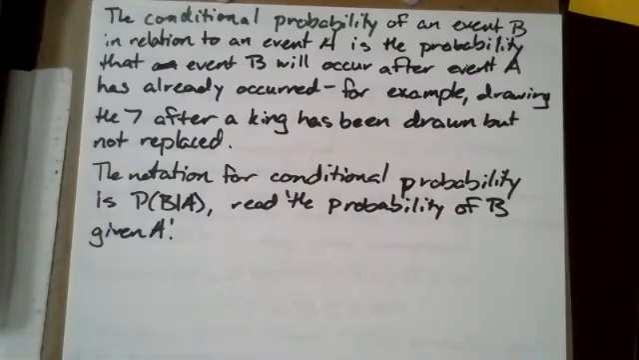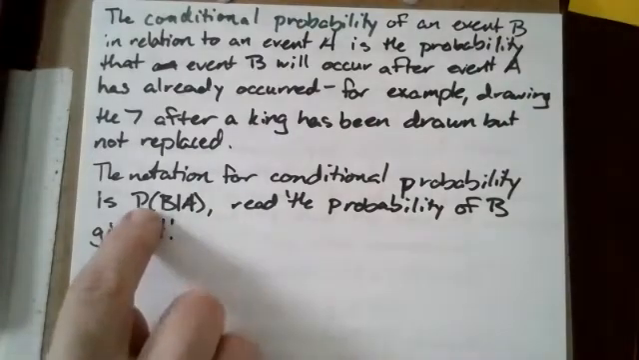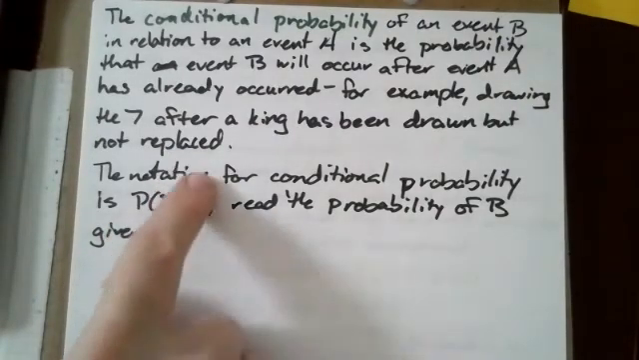The conditional probability of an event B in relation to an event A is the probability that an event B will occur after event A has already occurred. For example, drawing the 7 after a king has been drawn but not replaced. The notation for conditional probability is probability of B given A, and we write that as P of B vertical line A.